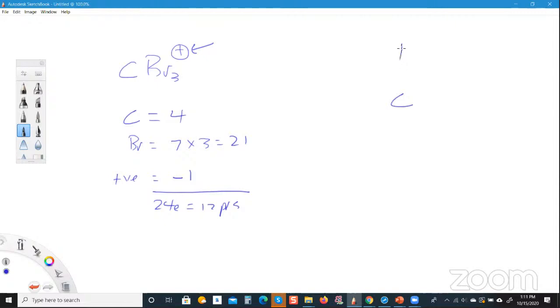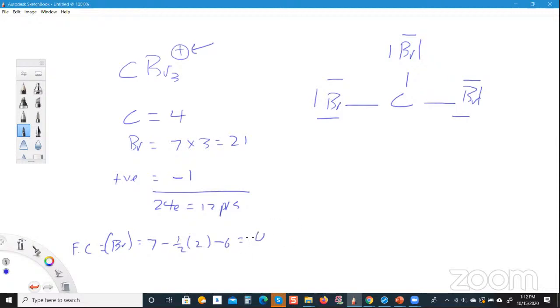So we put the carbon in the middle, surround it with the bromines, and then, like before, we put the bonding pairs, then we put pairs around the bromine, so 4, 5, 6, 7, 8, 9, 10, 11, 12, all right? Then we calculate the formal charges. The formal charge for bromine would be 7 minus half of 2 minus 6, which will give you 0. And the formal charge of carbon would be 4 minus half of 6 minus 0, which gives you 4 minus 3, so plus 1. So basically, carbon has a plus 1 charge, and there are no charges on the bromine atoms, all right? So basically, this would be it as far as the Lewis structure of this particular ion is concerned.